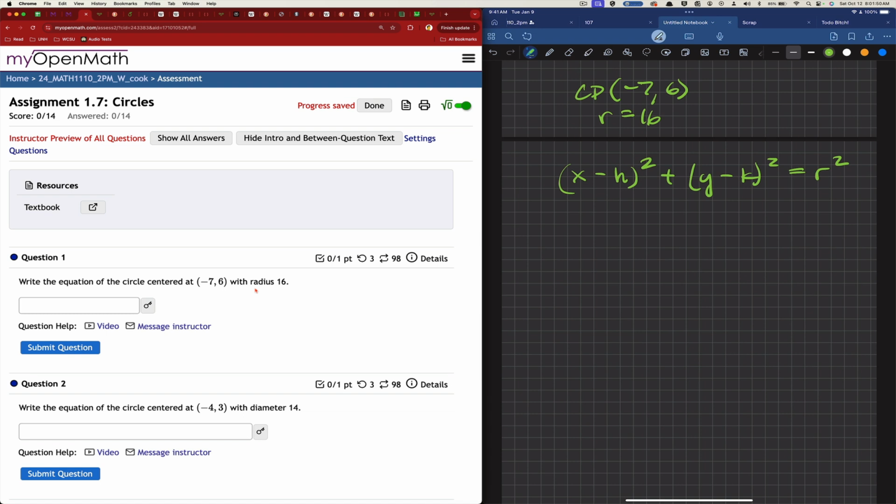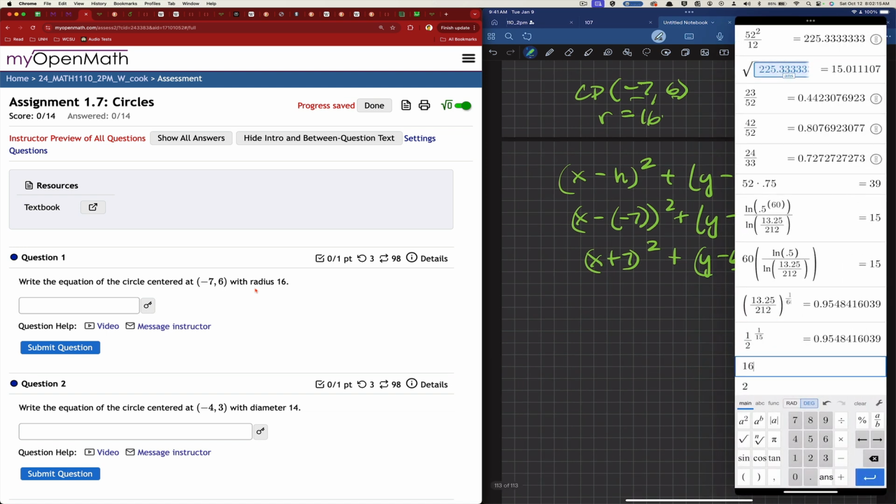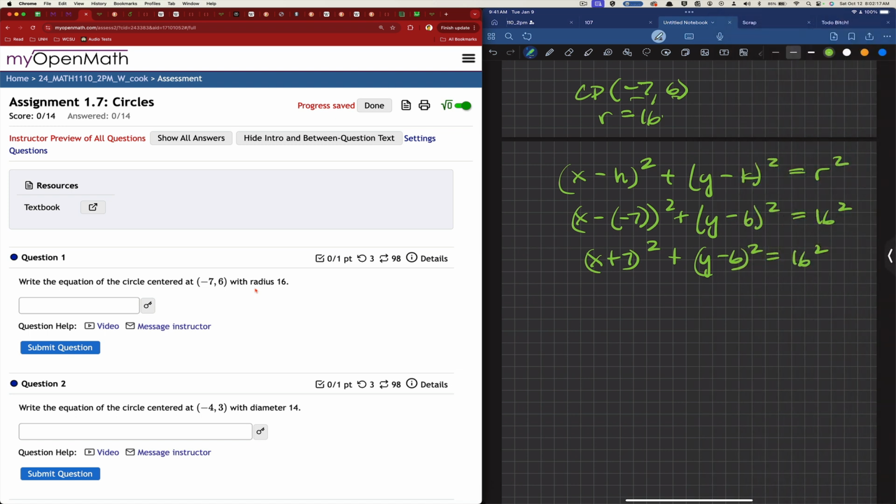Now, if they tell me my center point is negative 7, 6, I'm going to do this. Substitute this negative 7 in for h. And substitute this 6 in for k. Substitute the 16 in for r. And then I get x plus 7 squared plus y minus 6 squared equals 16 squared. You could put 16 squared in your calculator, and it's 256. And you can type 16 squared or 256 into MyOpenMath if you desire, whichever one you want. And boom, that's our answer.